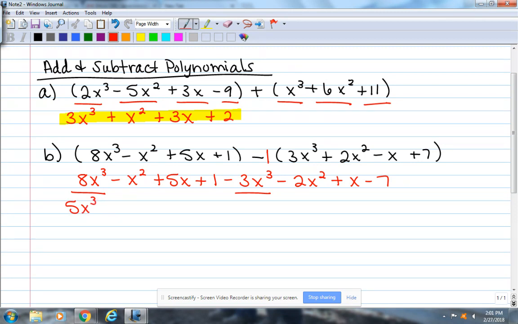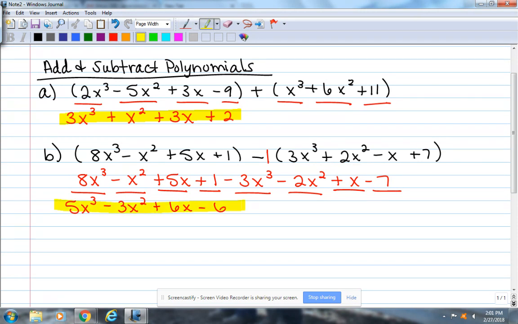And then the x squared. Then 2x squared. So, negative x squared minus 2x squared is what? Negative 3x squared. And then you got the 5x. 5x plus 1x is what? 6x. Plus you got negative 6. Yeah, positive 1 minus 7 is negative 6. And there's your final answer.